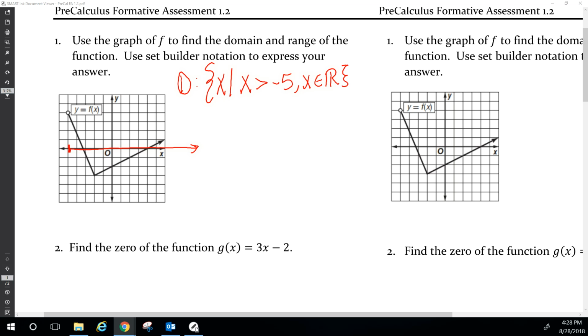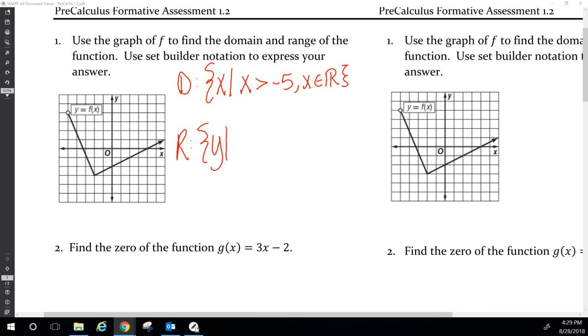Anytime you get a continuous function, so you can draw it without picking up your pen, it's not a whole bunch of dots, it's going to be all real numbers. Oh, sorry, this is pre-calculus. Okay, so for range, sorry about that. We do it differently in Algebra 2, so I have to get my head in the right mind space when I make these videos. All right, for range, we are talking about y values.